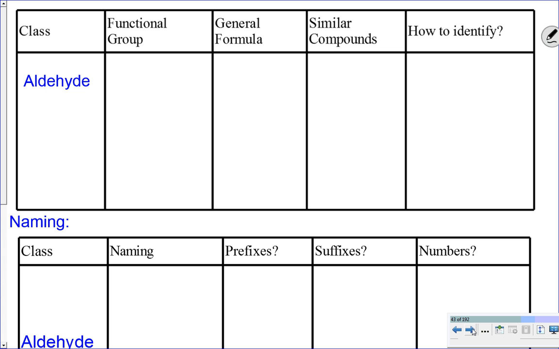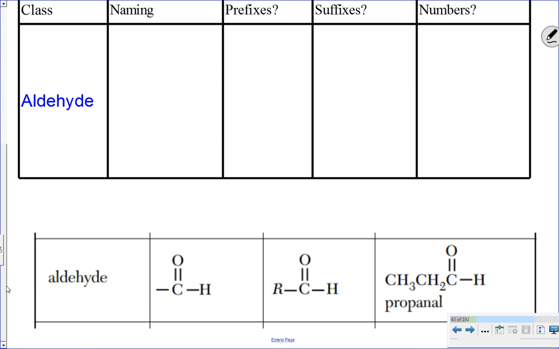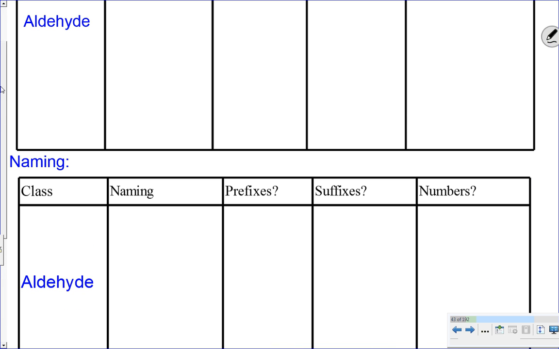Aldehydes and ketones are next. The aldehydes have a carbon with a double bonded oxygen. You're also going to notice that there's just this hydrogen right here. This functional group has to come on the end of the molecule. That is extremely important. So my aldehyde functional group is this end carbon with an O and an H on it. They show that H bonded, but really it's just stuck to that carbon like any other hydrogen would be.